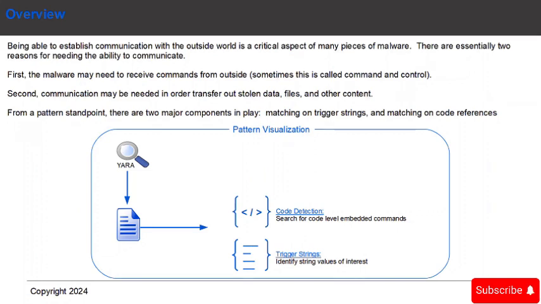And the second reason that there may have to be outside communication is so that any data that is stolen, files and other content, can be moved out, can be sent back to the attacker. That way they can steal your data, your information, and your content. So those are the two driving forces of why a piece of malware would want to have communication with the outside world. Now, from a pattern standpoint in this lesson, we're going to be looking at code detection and trigger strings. We're going to be looking for code level embedded commands within a file, and we're also going to be looking for strings that would seem to indicate network communication in one form or another. So let's go ahead and get started.